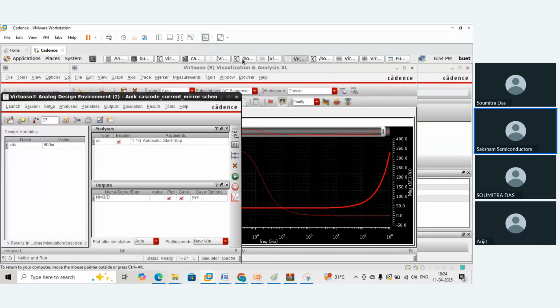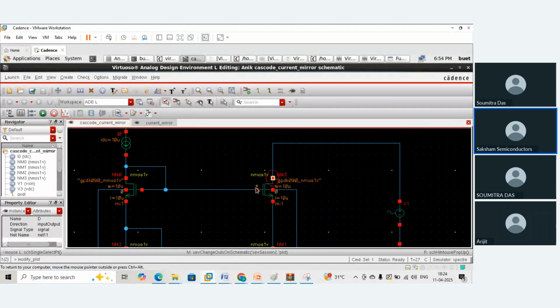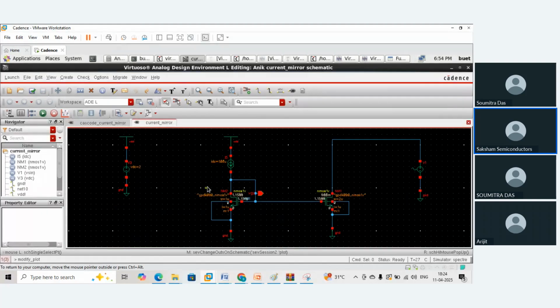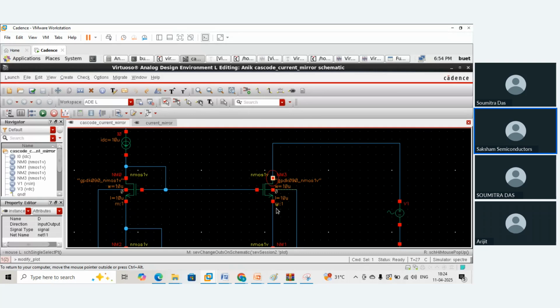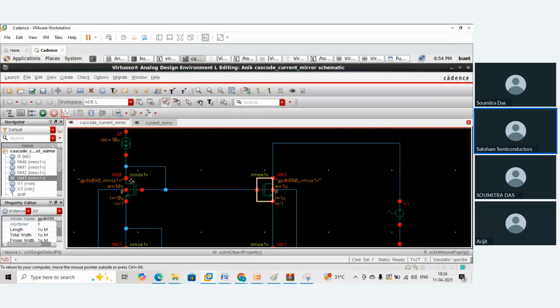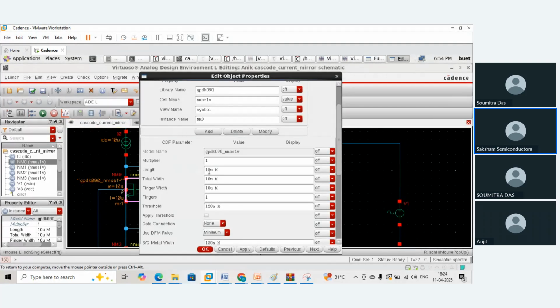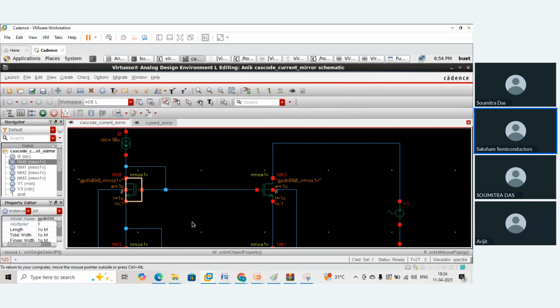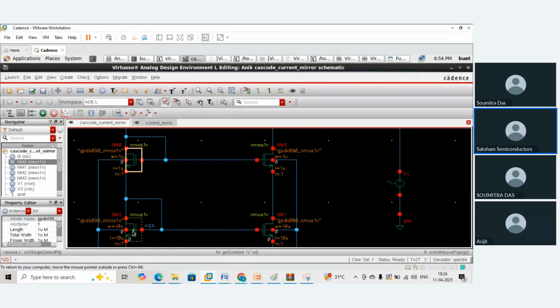The reason is that yesterday we did this entire exercise taking the current mirror W by L ratio as 1 micro by 1 micro, right? Now here we took 10 by 10, and I reference as 100 micro. So let's try to do the changes. We'll go with 1 micro by 1 micro, and then we'll see whether we are able to see a proper output resistance.